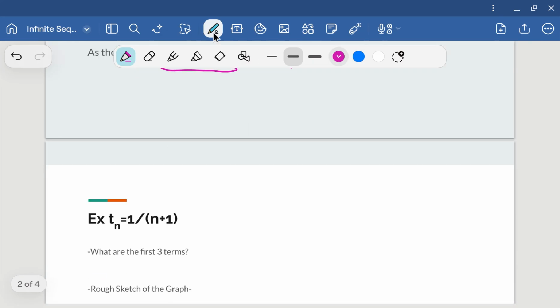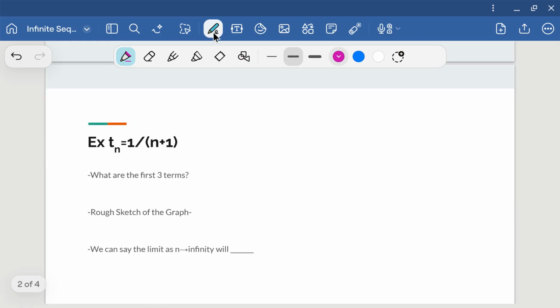So when we're looking at that, here's our first example. We have terms and our formula is 1 over n plus 1. So the question here is, what are our first three terms? If we plugged in 1, we'd have 1 over 2, or a half. And if we plugged in 2, we would have 1 over 3. And if we plugged in 3, we have 1 over 4, and it keeps going. So when we're looking at this, we can see that our number is getting smaller and smaller.